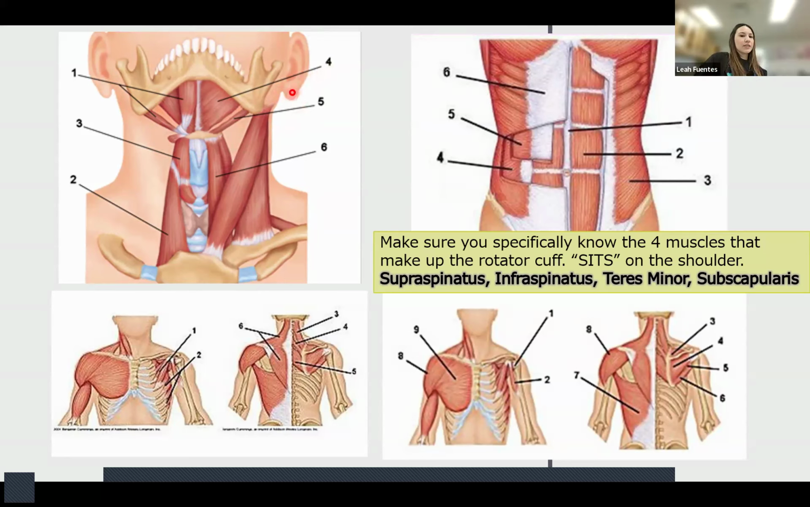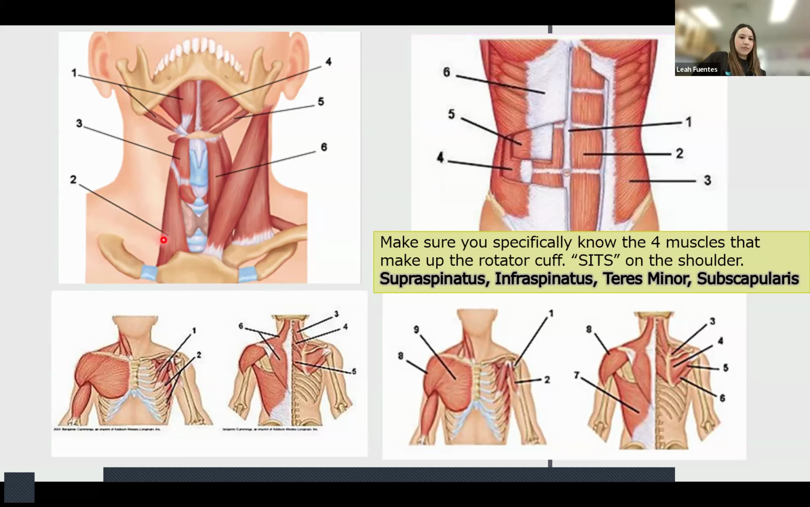Number 4 up here, do we know what this one is? Try to think of it, right? We know it's going to have hyoid in it. So where else is it attaching to? Mylohyoid, yeah. We have our mylohyoid. Let's move down here. Number 6, right here we have our hyoid, and it's moving all the way down to our sternum. Yeah, this is going to be our sternohyoid.